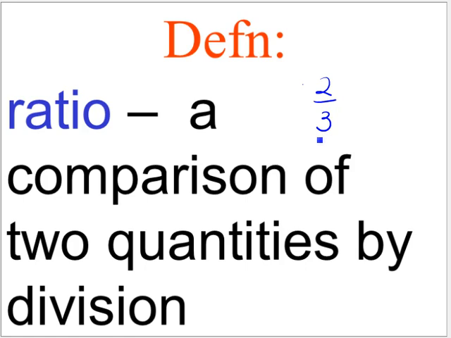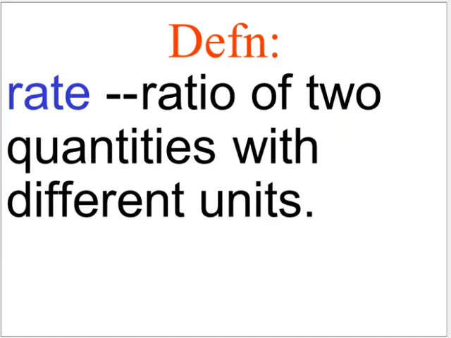Another name for a ratio would just simply be a fraction. A fraction is two numbers separated by division. Same thing as a ratio. A rate is the ratio of two quantities with different units.